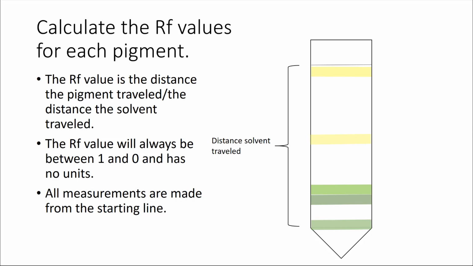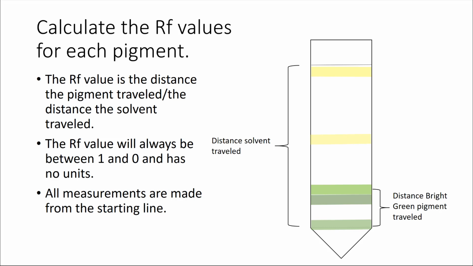The RF value will always be between 1 and 0 because the pigment cannot travel farther than the solvent did, but the pigment will travel some distance from their initial starting point. I would recommend measuring from the middle of each of the pigment bands from the starting line. And so the distance that the farthest yellow pigment traveled would be the center of its band, whereas the distance the second yellow pigment traveled would be about in the middle.